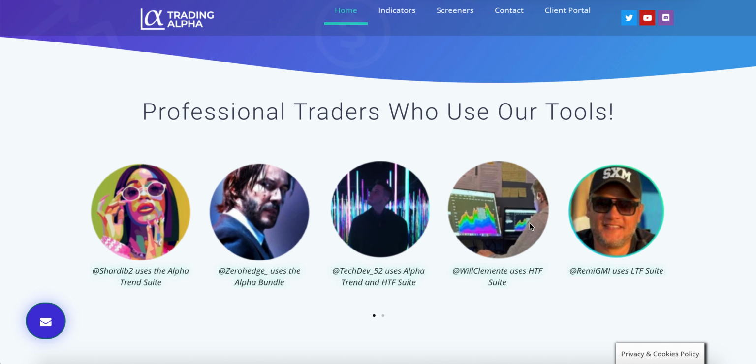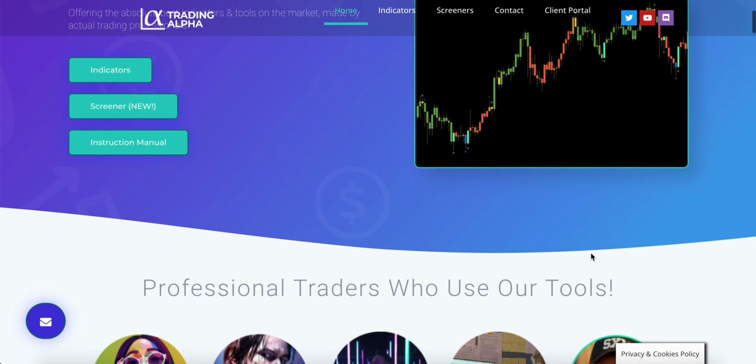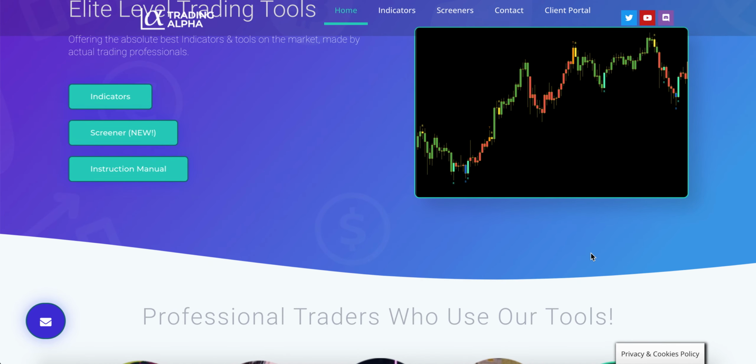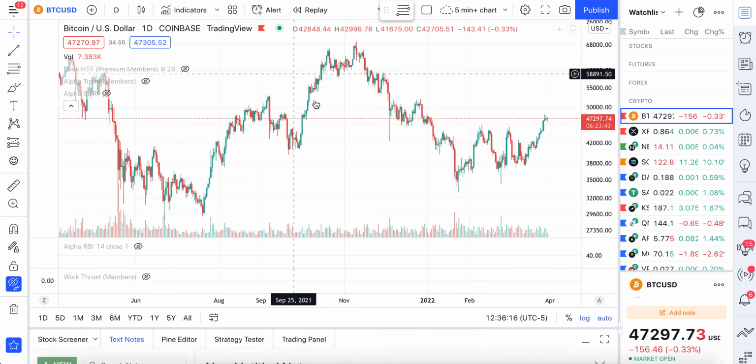He's using these. Shardy B, Remy GMI. Some great traders are using these, and they have great things to say about it. Not once have I seen anything bad said about these indicator systems. This is the technology they use, and the actual mechanics behind the indicators is fully sound proof.